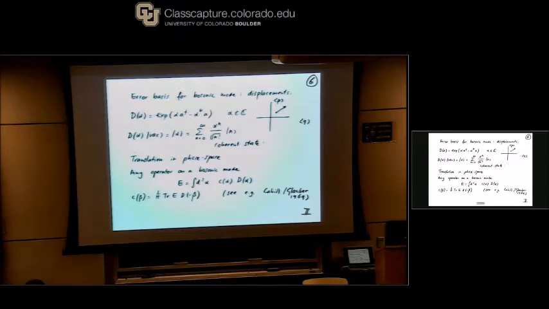And so what you'd like to have is an error basis. What is an error basis? It's a bunch of operators such that any operator can be written as some linear combination of those operators. Now, because a bosonic mode is an infinite dimensional Hilbert space in principle, it's not just a linear combination. I have an infinite number of these. The basis is infinite dimensional, right? And I have to have an integral here.